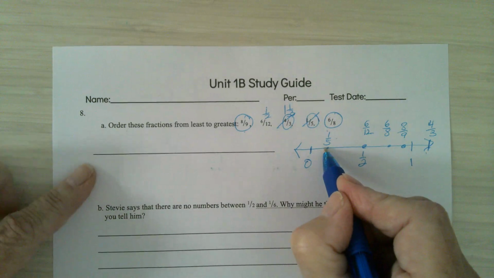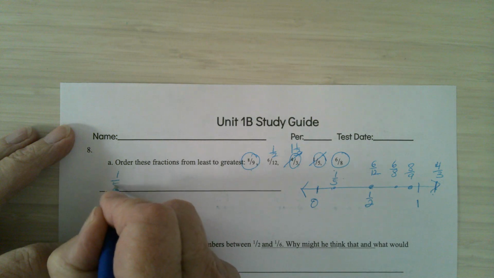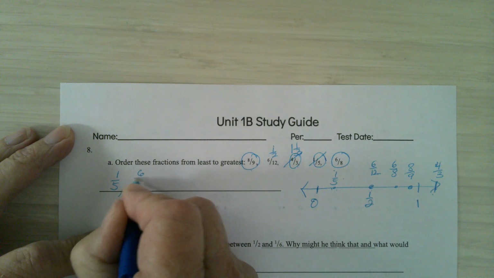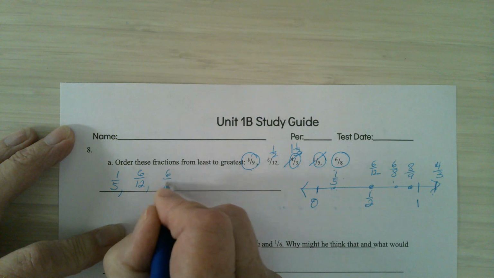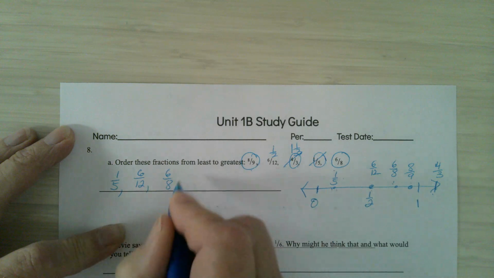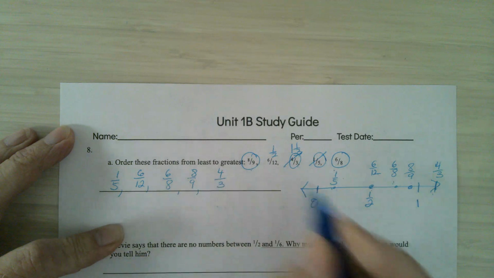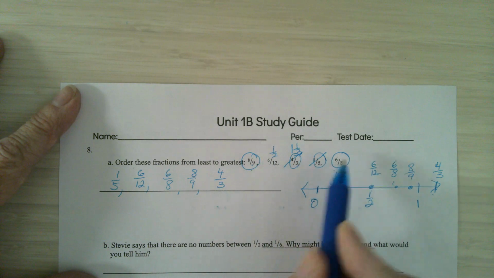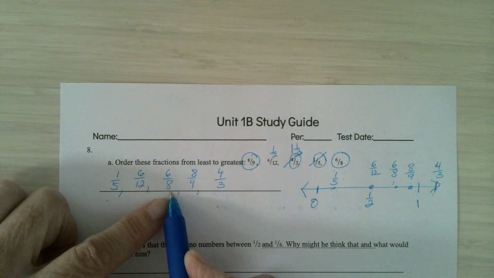What was my smallest fraction on the number line? 1/5. Then I had 6/12, 6/8, 8/9, and 4/3. Now I'm going to stop to make sure I included all of them. 1, 2, 3, 4, 5. 1, 2, 3, 4, 5.